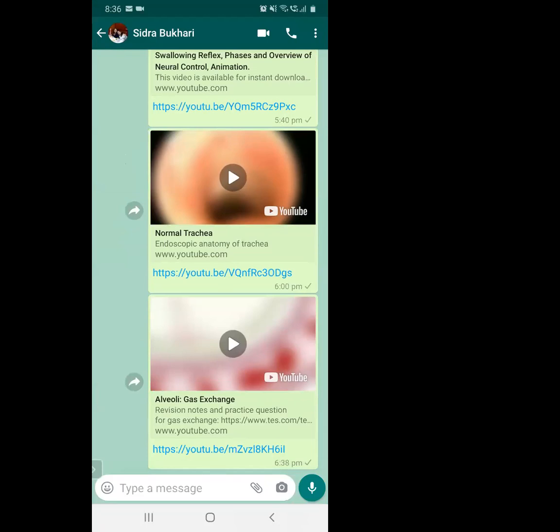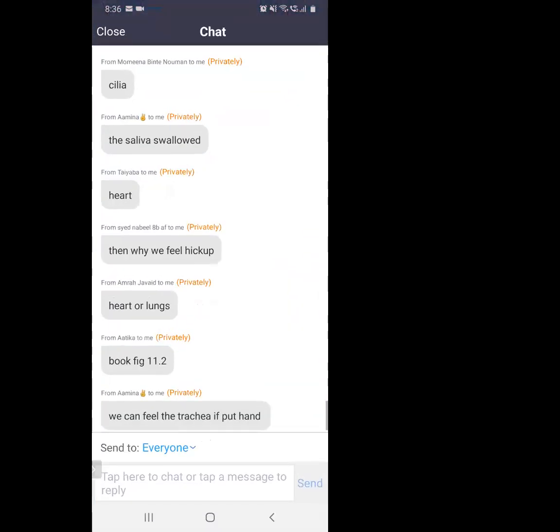So I have done this. Okay, now let's talk a little about the alveoli. At the end of each bronchiole are tiny balloon-shaped air sacs called alveoli, where the actual gas exchange occurs. So before I show you anything, let me explain.